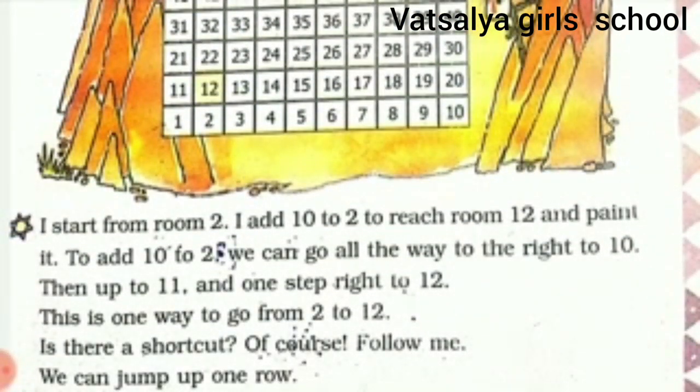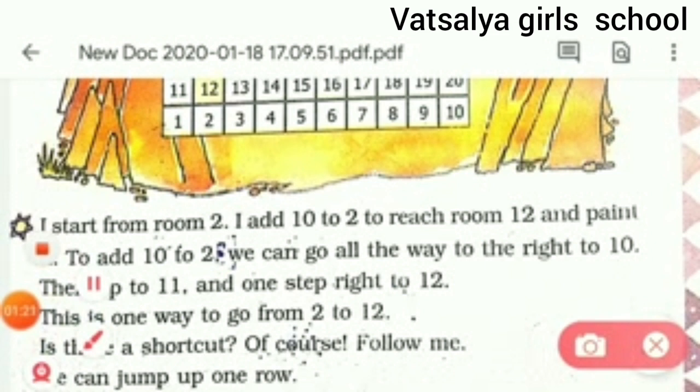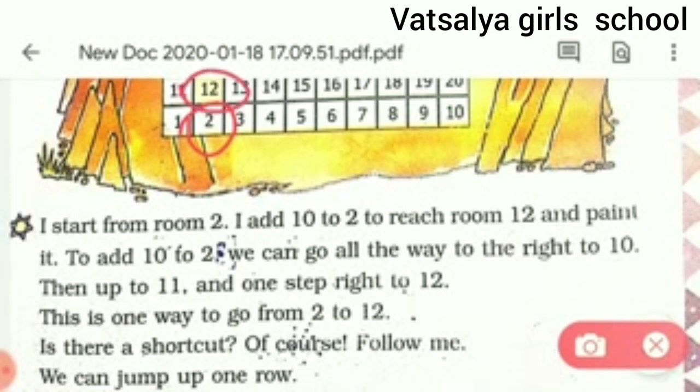I start from room 2. I add 10 to reach 12 and paint it. So this Kittu is starting from room 2. So this is room 2. So this person wants to reach room 12. So he's just adding 10 to 2 to reach 12.